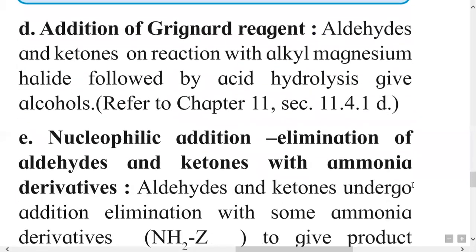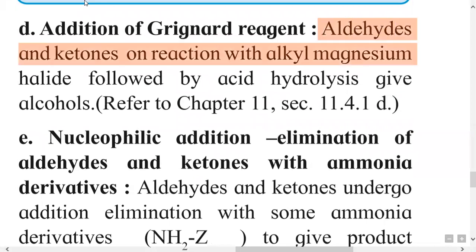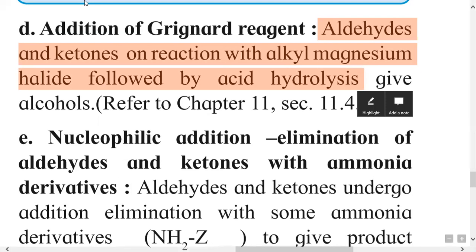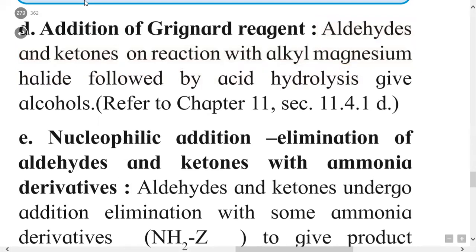The last addition reaction of aldehyde and ketone is the addition of Grignard's reagent. This aldehyde and ketone on reaction with alkyl magnesium halide, that is a Grignard's reagent, followed by hydrolysis, give alcohol. We had already studied this reaction in the alcohol topic as a preparation method of alcohol.